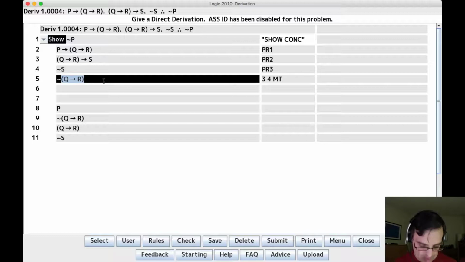So, good. But what's our goal? Well, let's think about it. We're trying to do a derivation. How do we finish derivations? We box and cancel. How are we going to box and cancel? In this case, we're going to box and cancel with direct derivation.